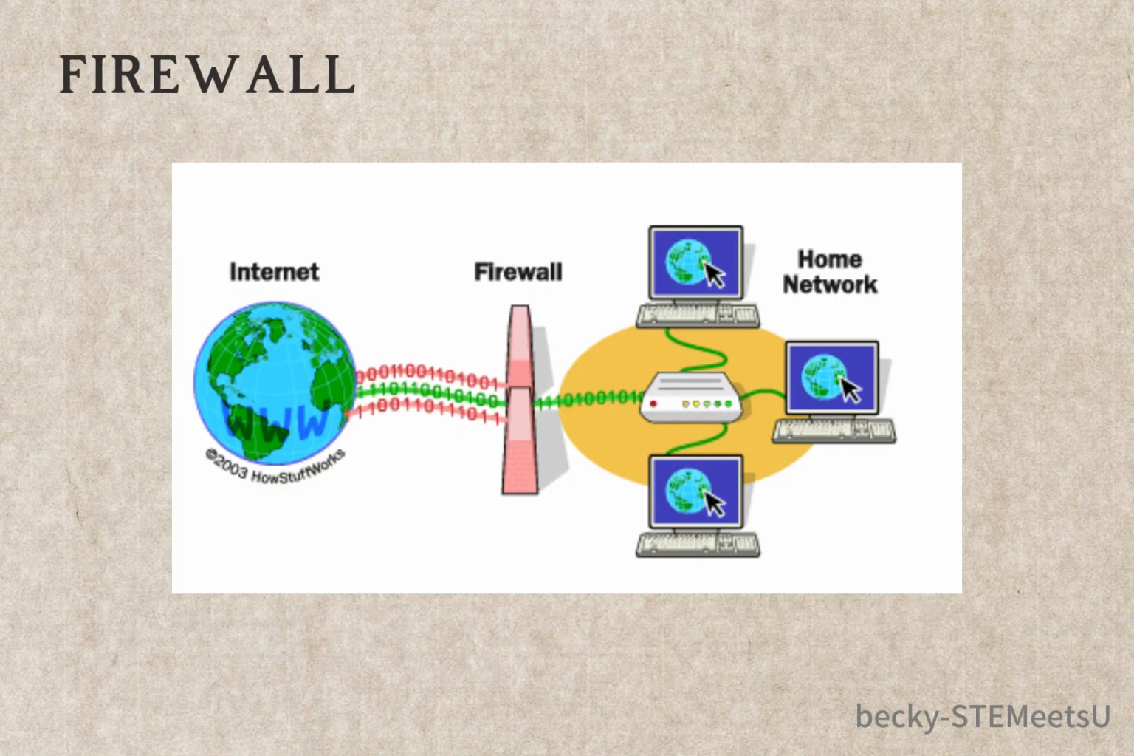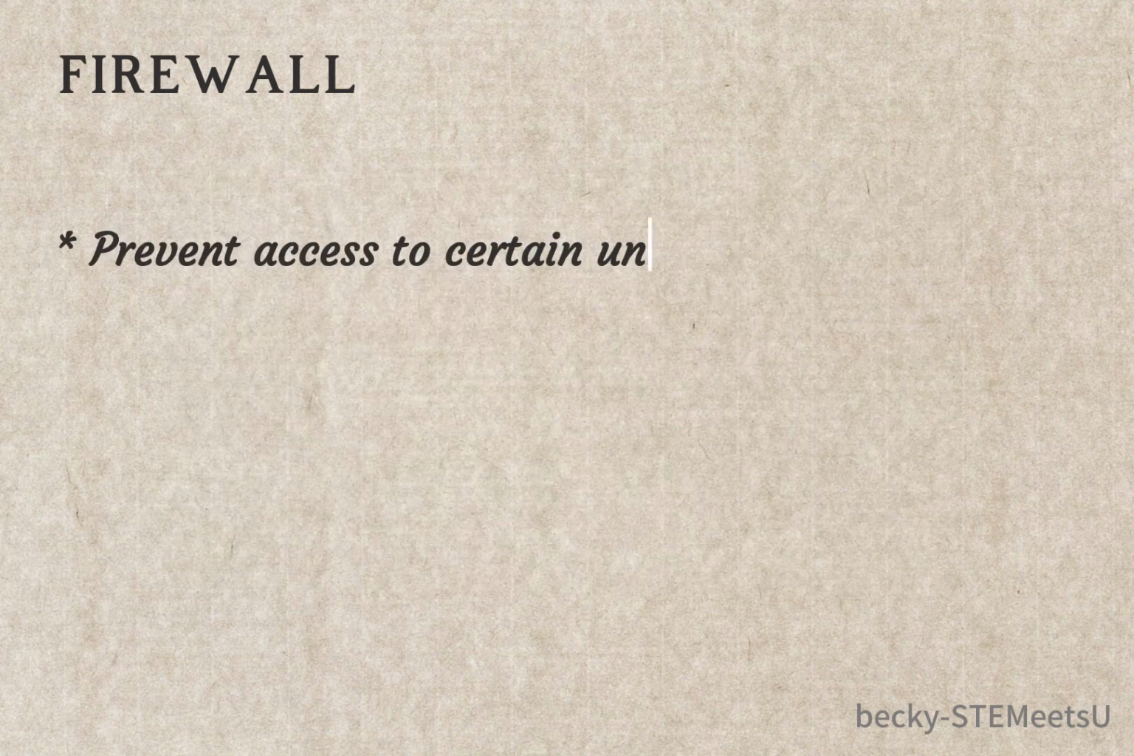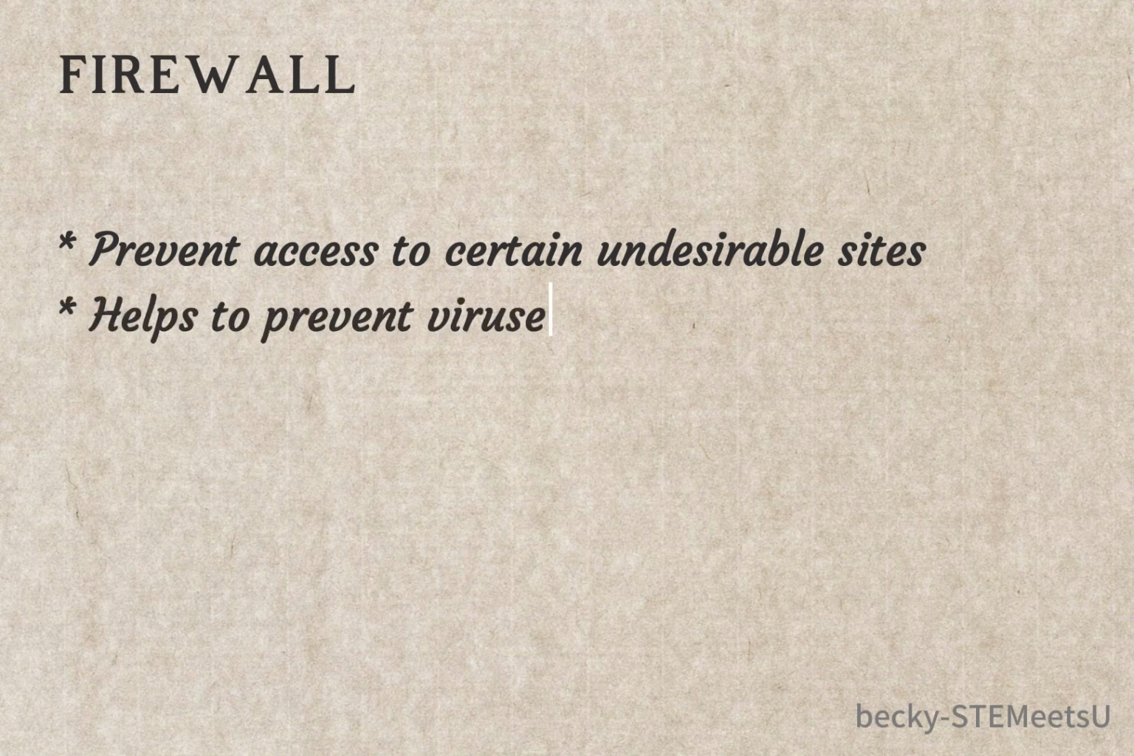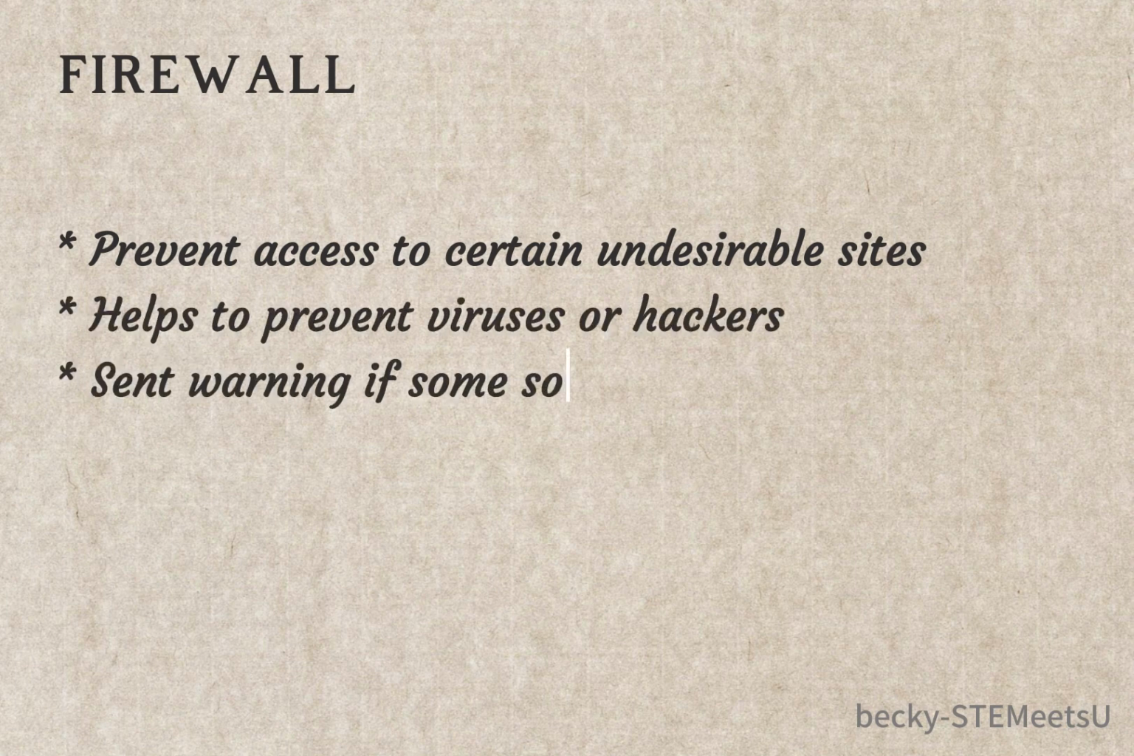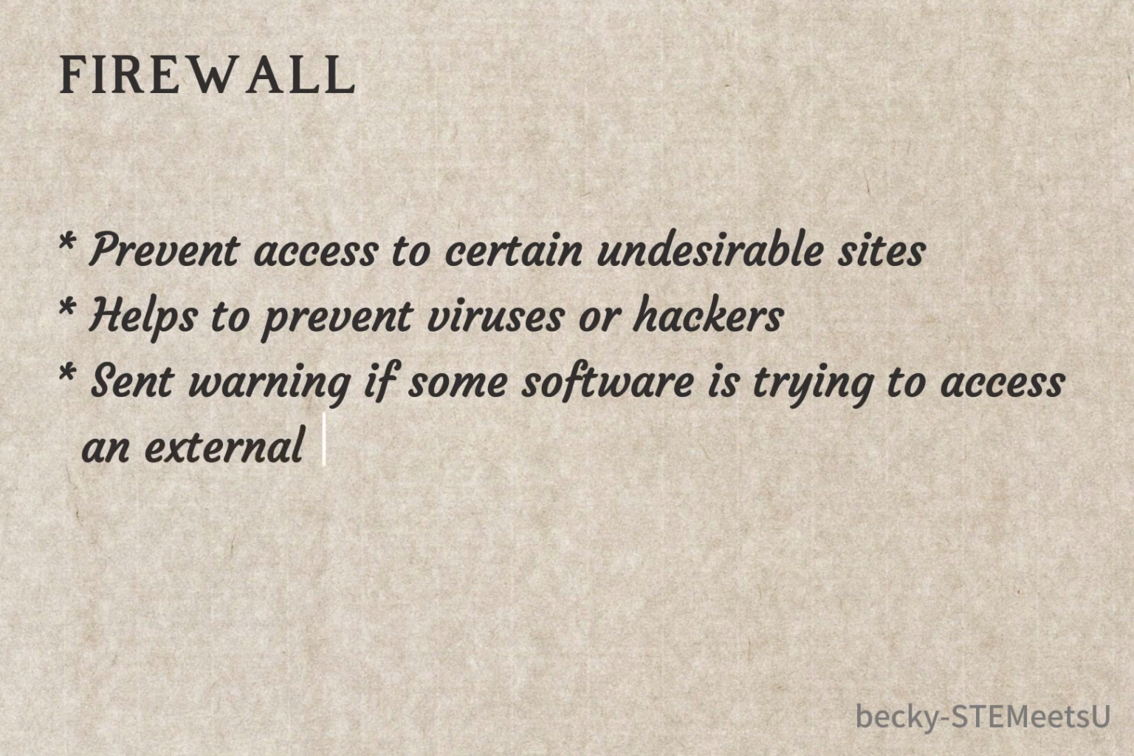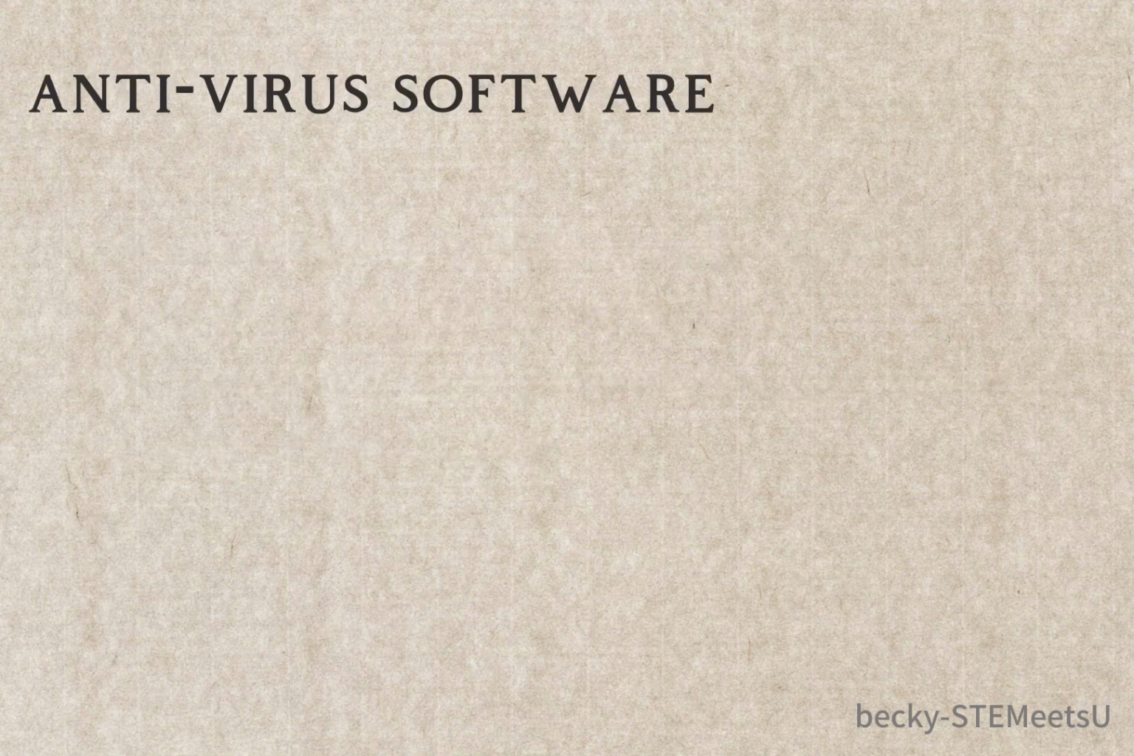The second one is firewall. It examines the traffic between the computer and the internet. Check whether incoming or outgoing data meets a given set of criteria. Block the traffic if the data fails to meet the criteria. Prevent access to certain undesirable sites. Help to prevent virus and hackers. Send warning if some software is trying to access an external data source.